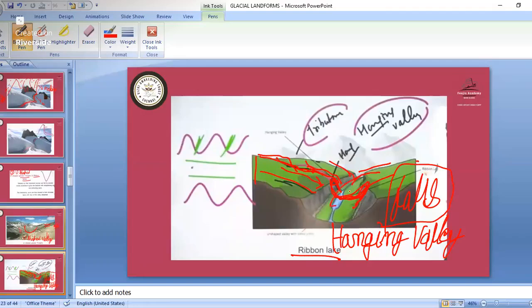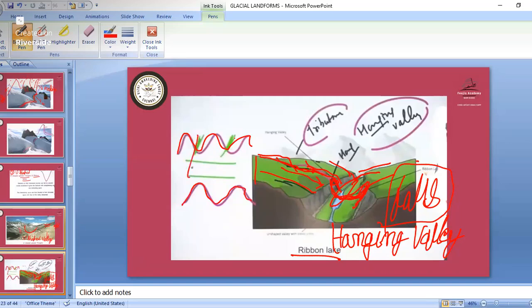Then in this U-shaped valley area, we have the formation of a lake, and that lake will be known as what? Ribbon lake. So this hanging valley formation, where would it happen? It would happen where we have two mountainous chains, one chain here and one chain here.